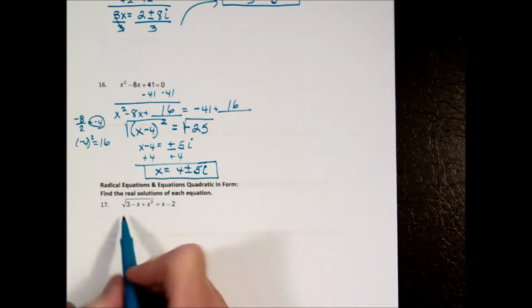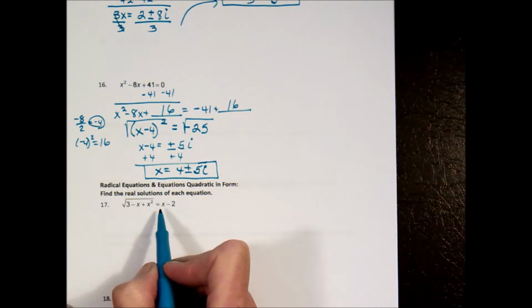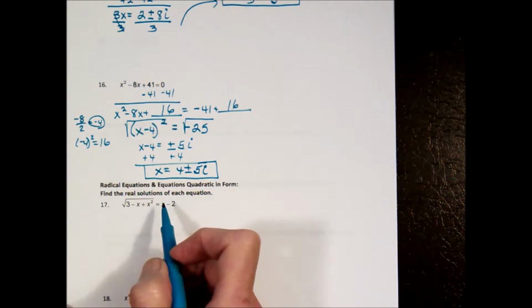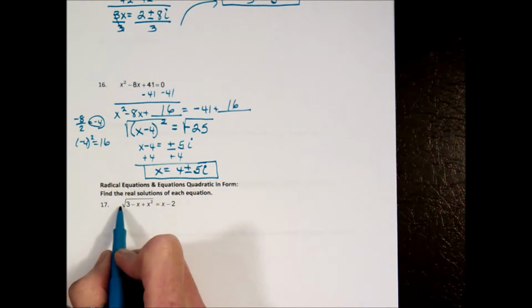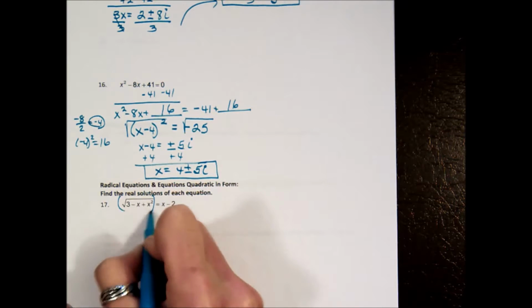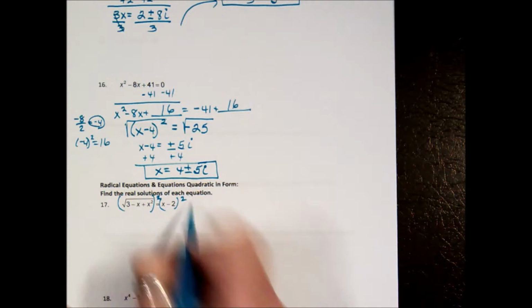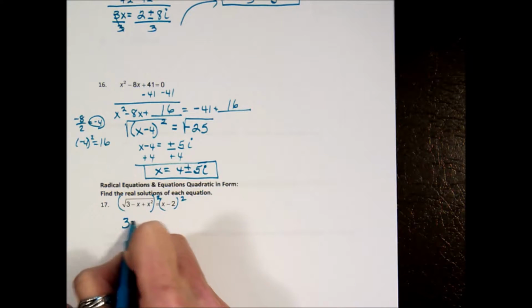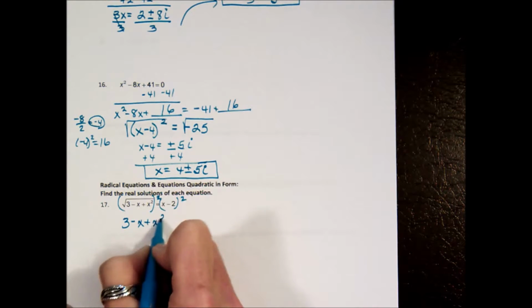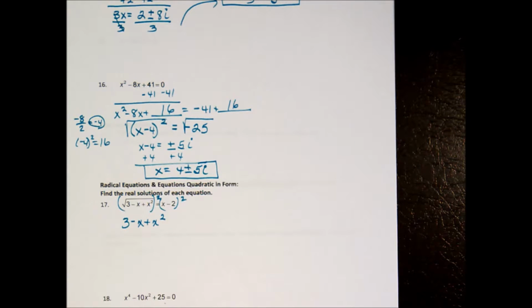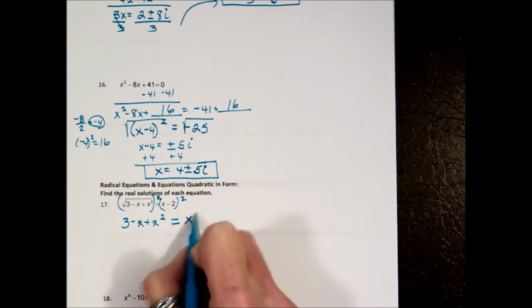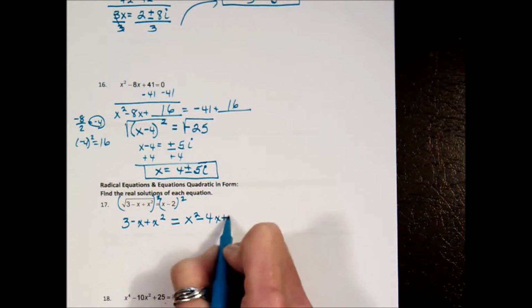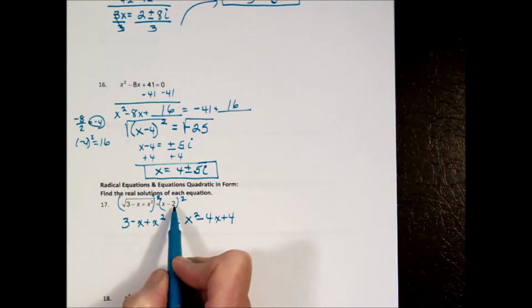All right, let's look at this one. These are radical equations and equations that are quadratic in form. So on this one, in order to get rid of the square root, I have to square both sides. That turns this left-hand side into just what was under the radical. On this side, don't forget to write it twice and FOIL it. It's x squared minus 4x plus 4. It's not just x squared plus 4. You have to write that twice and FOIL it.